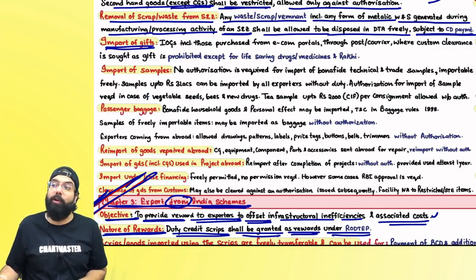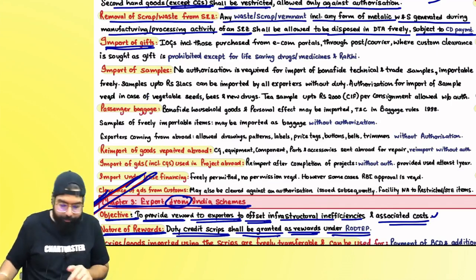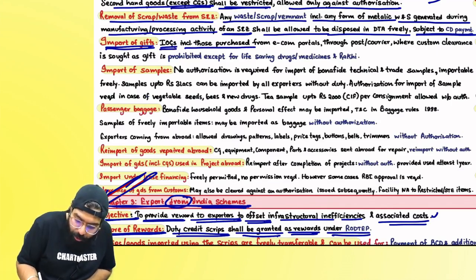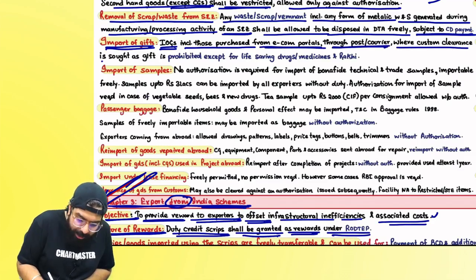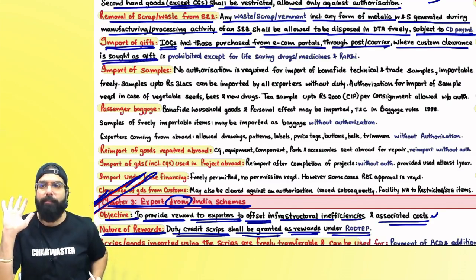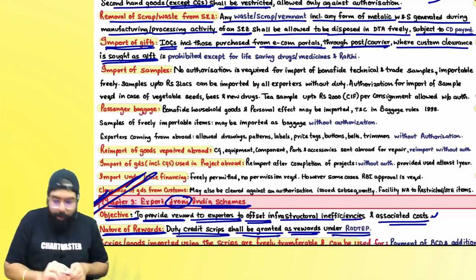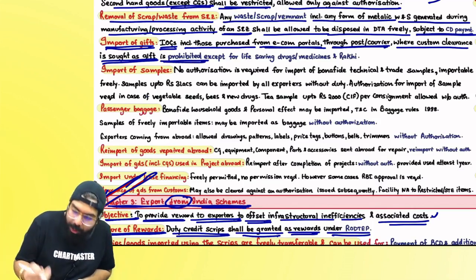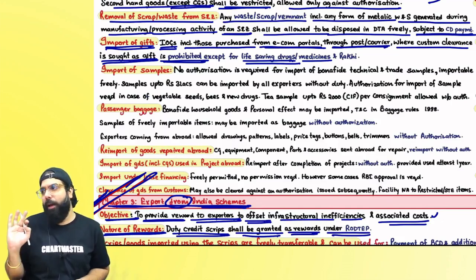Import of gift. You know what? People were getting goods from outside India, saying, sir, it is a gift. A gift has come from my sister in the US, brother in the US. Import of goods, including those purchased from an e-commerce portal through post or courier, where customs clearance is sought as gift: otherwise courier pays 100% duty, but if you say gift, nothing is allowed as gift. It is prohibited, other than life-saving drugs or medicines. Medicines can be gifted and allowed.